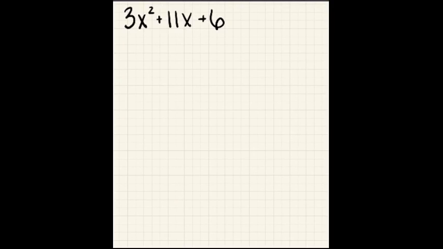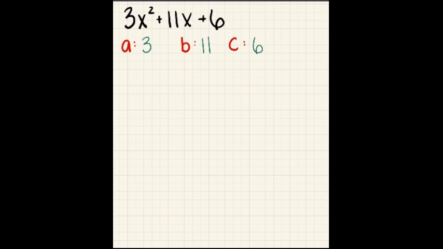So the first thing we're going to do is identify what our A, our B, and our C are. So A, B, and C. My A is the term in front of the x squared, so that is 3. My B is the term in front of the x, is the 11, and my C is the constant at the end, is 6.